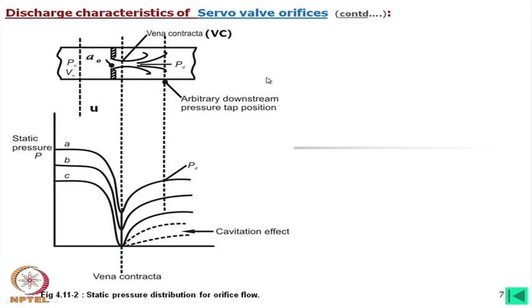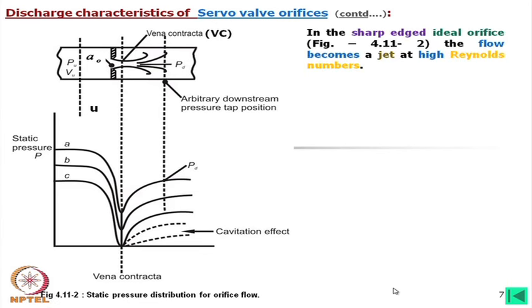Okay. So, this means that we are not in a position to measure the pressure and other things here. We will measure this pressure and maybe the area and other things at a distance. So, estimating the position, sorry, the area of the vena contracta is also important, and the maximum velocity will be reached at this point. You can see this is the pressure characteristics of this jet through the orifice. Okay. In the surface edge ideal orifice, which I have shown, the flow becomes a jet at high Reynolds number. Okay.